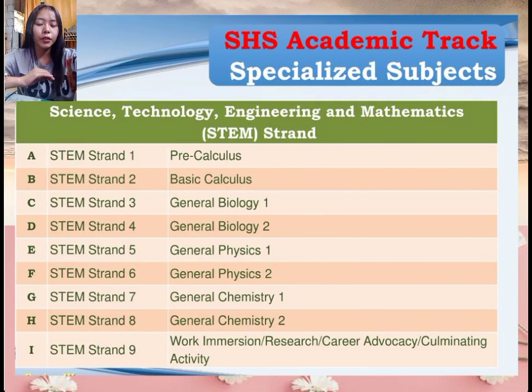Okay, let's proceed to another academic track, which is the STEM, or the Science, Technology, Engineering, and Mathematics strand. So what are the subjects included in the STEM strand? We have Pre-Calculus, Basic Calculus, General Biology 1, General Biology 2, General Physics 1, General Physics 2, General Chemistry 1, General Chemistry 2, and they also have work immersion, research, career advocacy, and culminating activities. So with STEM, if you want to become an engineer, a math teacher, or a science teacher, or anything related to science or math, or related to numbers, you can take the STEM strand.